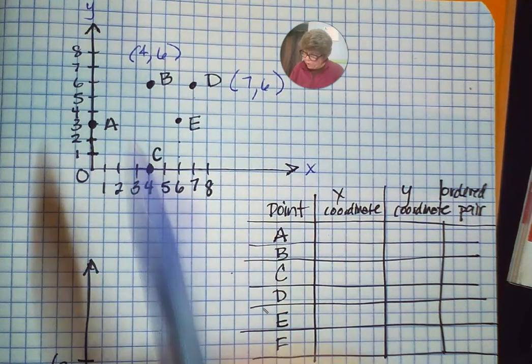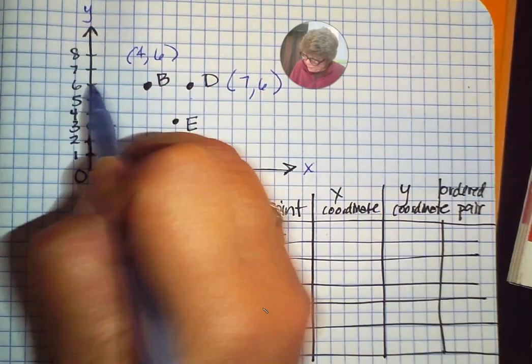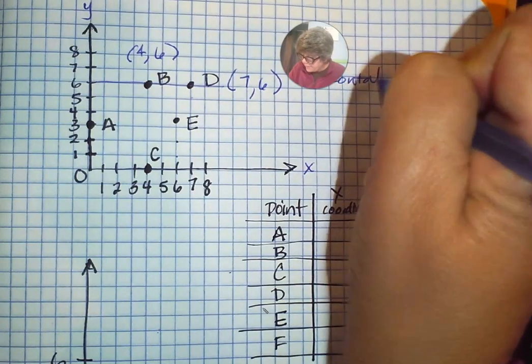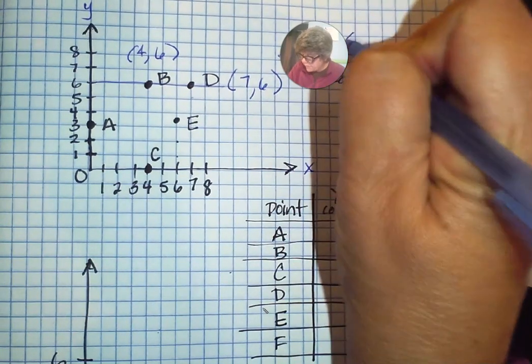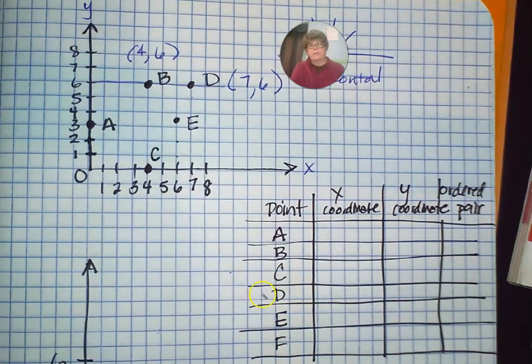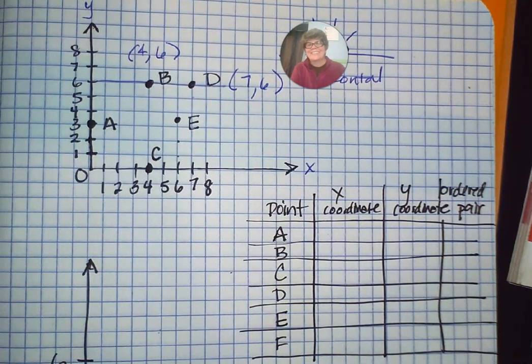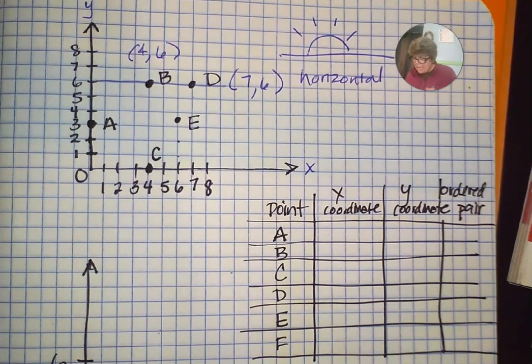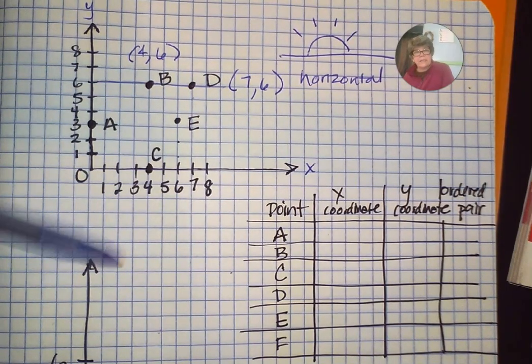They're on the same horizontal line. Remember the word horizontal, going across, like the horizon, where you might see the sun rise or the sun set on the horizon. And they have the same y coordinate, but different x coordinates, right? All right. What is the same about the coordinates of points B and C? And what is different? So now let's look at B and C.